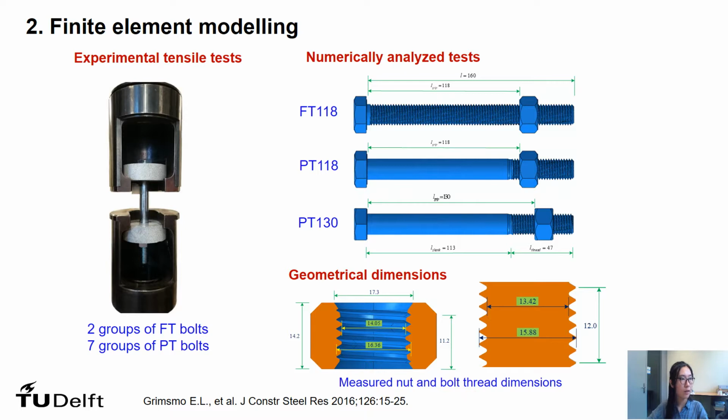In the direct tension test conducted by Grimsmo, 2 groups of FT M16 bolts and 7 groups of M16 PT bolts with different threaded lengths within the grip were tested. And in the simulation, these 3 tests are selected and simulated to analyze the difference in deformation capacity between FT and PT bolts. These 3 tests are denoted as FT118, PT118, and PT130 in the following analysis. The number indicates the length of the bolt between the bolt head and the nut. The measured dimension of the bolt and nut thread are used in the simulation. See the lower picture.